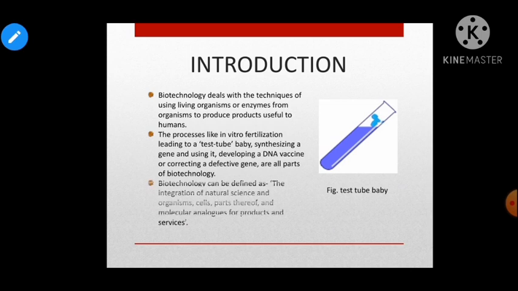And in that way, biotechnology can be defined as the integration of natural science and organisms, cells for product and services. Right? Children, talking about biotechnology, we can say it is of two types. The first one is classical biotechnology and the second one is modern biotechnology. When we talk about classical biotechnology, it is the use of living organisms since ages, like formation of organic acid, for example citric acid, and formation of ethyl alcohol, that is ethanol.